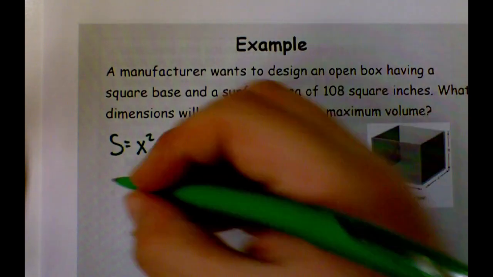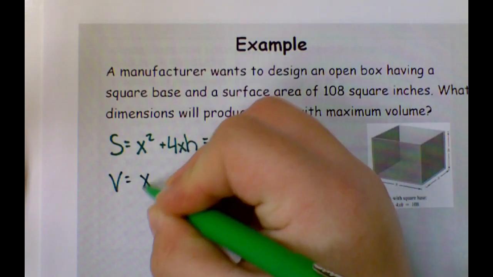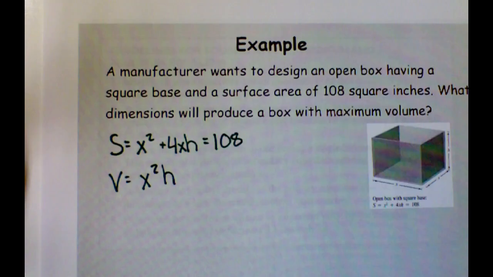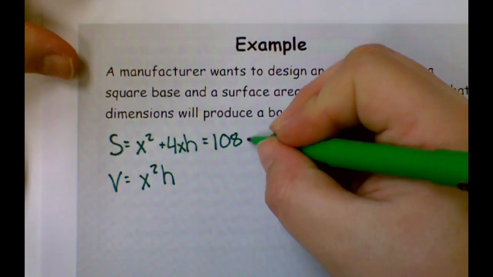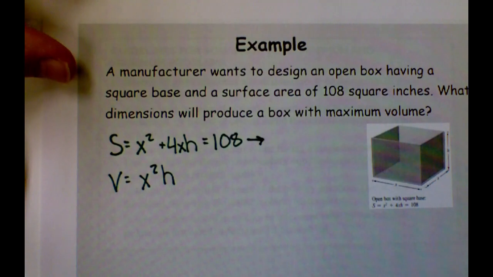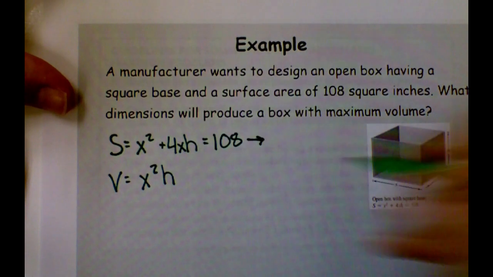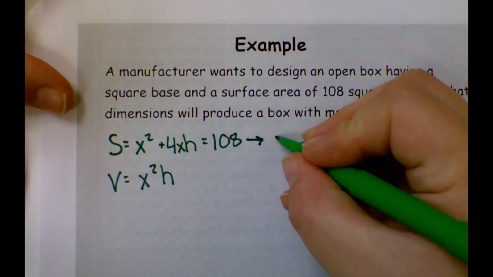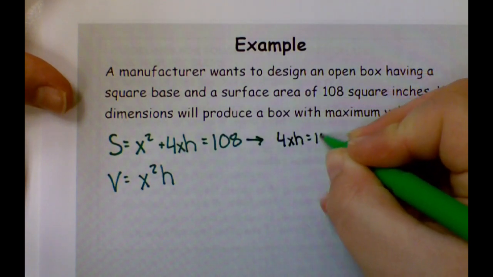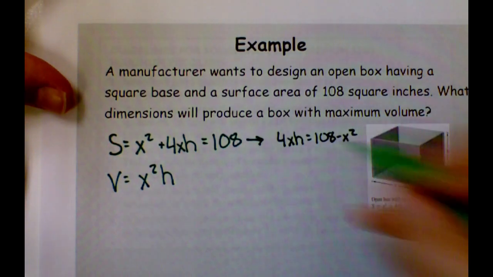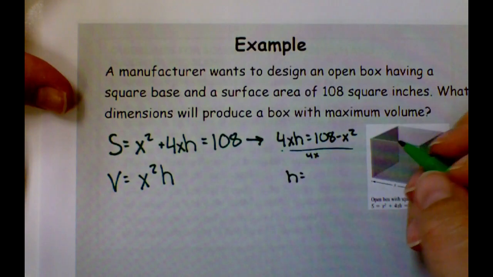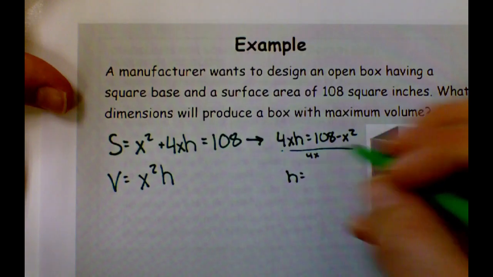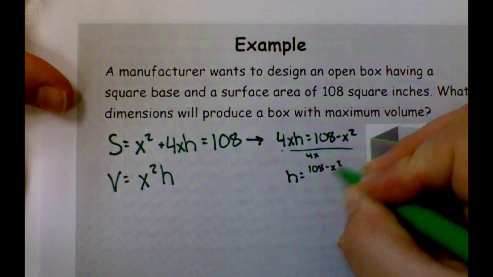All right, that's what I know. I also want to find a volume. So the volume formula for a box is length times width times height, x squared h. Problem here is that I have two different variables in my functions. So what I need to do is take the function that I know the most about and solve for one of the variables. I'm going to solve for h. So I'm going to subtract that x squared over, making it 4xh equals 108 minus x squared. And then I'm going to divide everything by 4x, telling me that h equals 108 minus x squared over 4x.